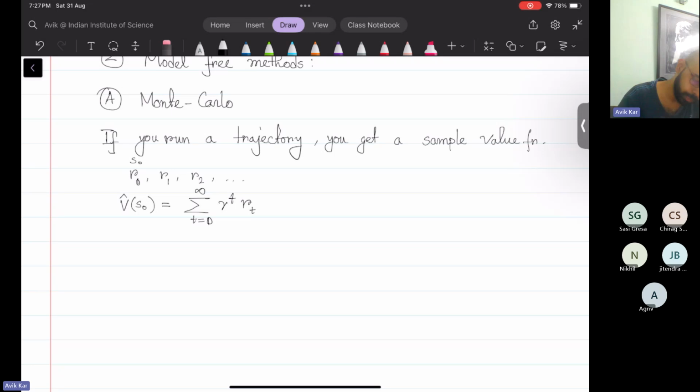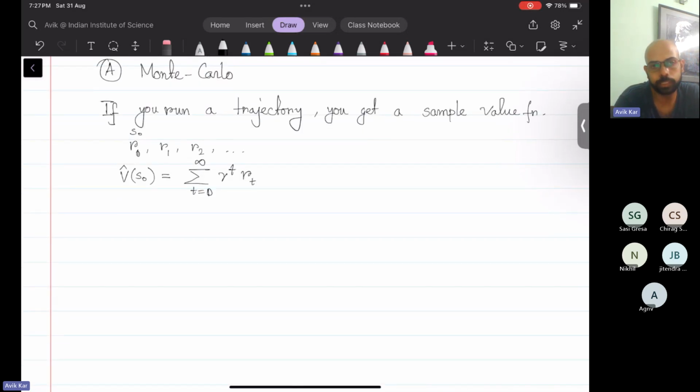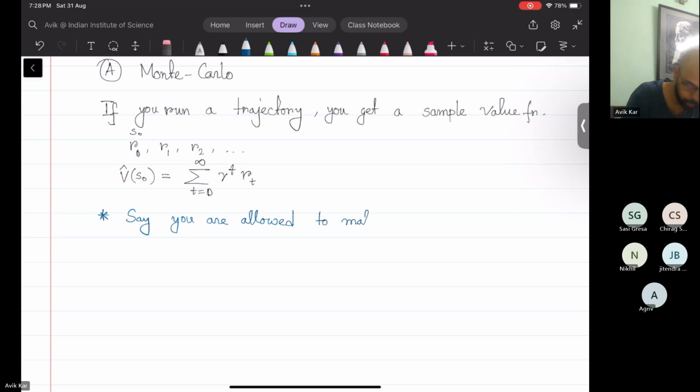We'll discuss this in detail, but first, let us see one important issue. Here, this trajectory is infinite length, right? So it's not practical in real systems. You can never have an infinite length trajectory, as that will take infinite time to be generated. So you have to truncate the trajectory somewhere. So what will be that? Say you are allowed to make epsilon error.